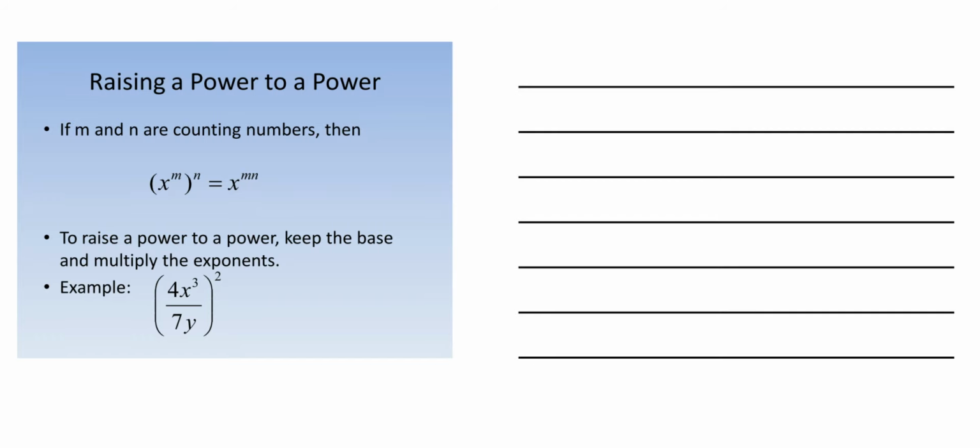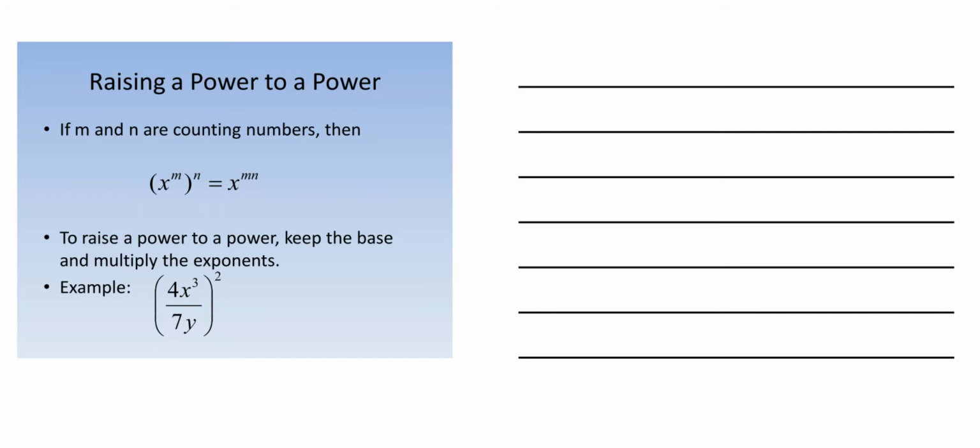Raising a power to a power. If m and n are counting numbers, then x to the m raised to the n is equivalent to x to the m times n. To raise a power to a power, keep the base and multiply the exponents. And then we have an example.